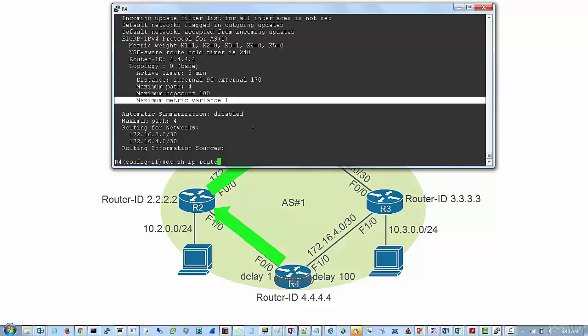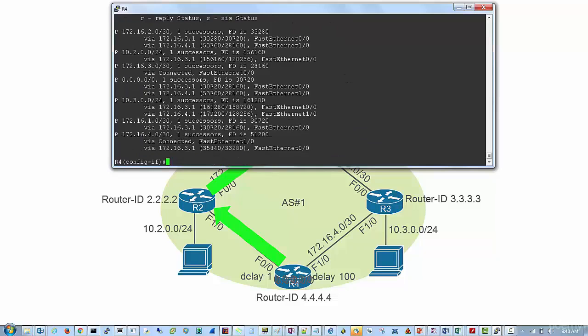So let me show you what I mean here. I know it's kind of confusing by just trying to explain it, so let me show you. Okay, so right now we have a variance of 1, meaning that the variance multiplier is just times 1, so our variance total would be the same as the feasible distance. And the path via R3 obviously is more than that variance total, which would be this. So if we make the variance 2, that means that it would take 30,720, multiply it by 2, and then any paths that had a metric lower than that total would then be installed in the routing table.